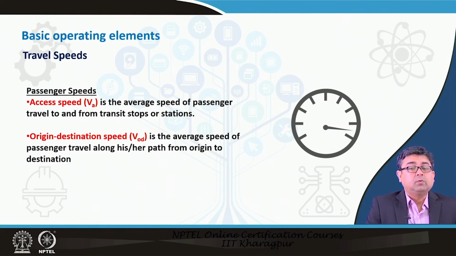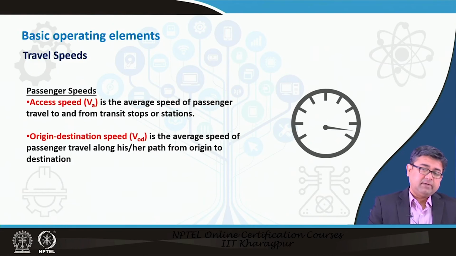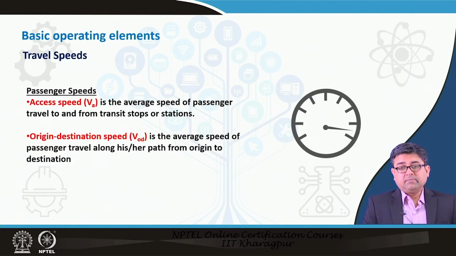Now, you can either walk to the transport stop or station, or you can come on a bicycle, or you can take your own vehicle and park there. So, all this will have different types of speeds involved. These speeds play a very important role when we are calculating the passenger travel times. A passenger may be in a hurry.